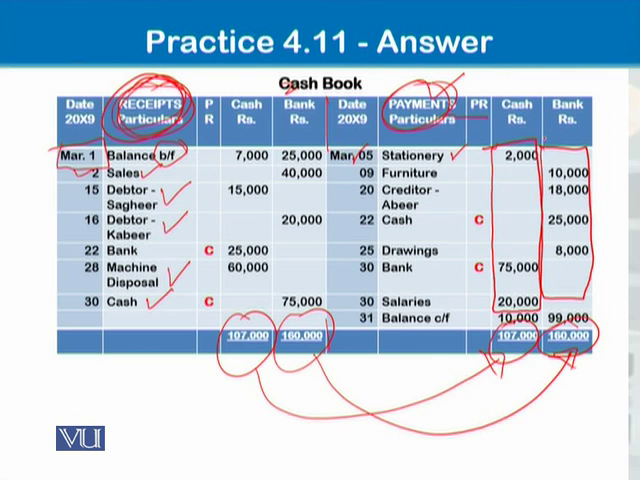So from the calculator you will see 107,000 minus 2,000 minus 75,000 minus 20,000, remaining balance is 10,000, and 160,000 minus 10,000 minus 18,000 minus 25,000 minus 8,000 is giving us 99,000. So these are the two balances that we will carry forward in the next month, same as we took this balance from the previous month.